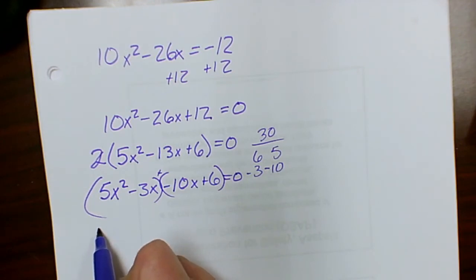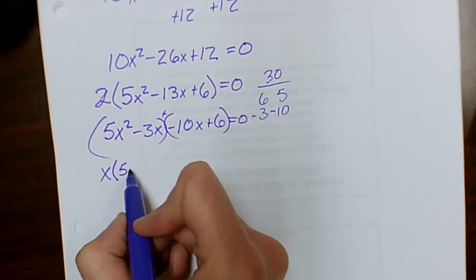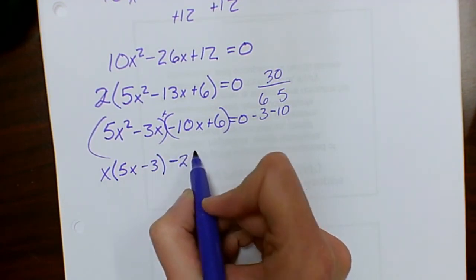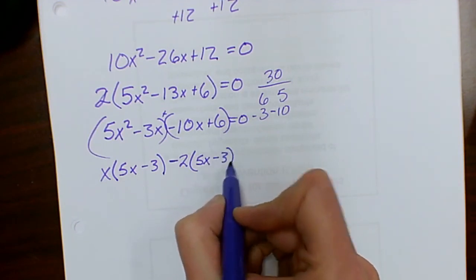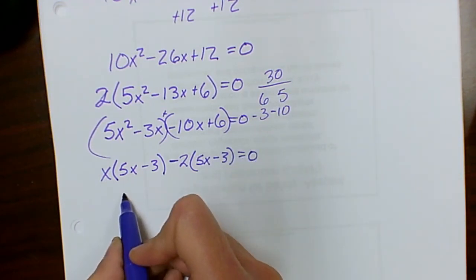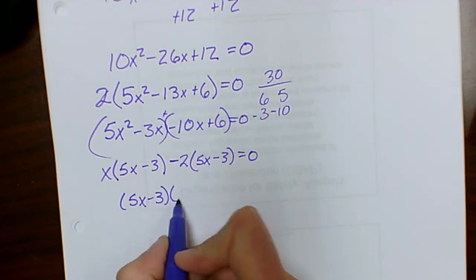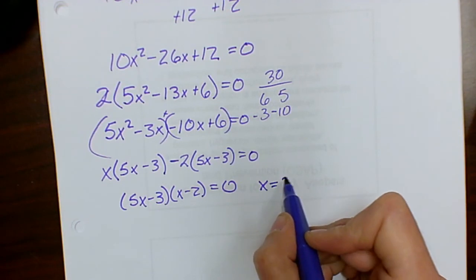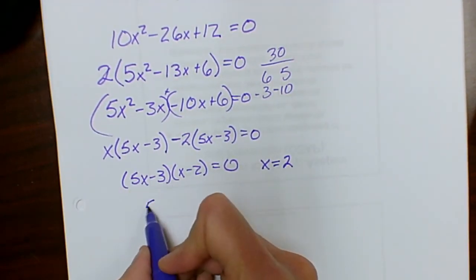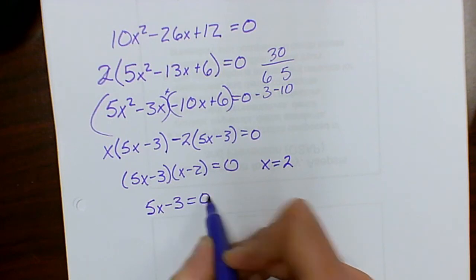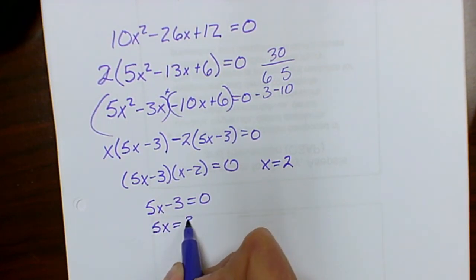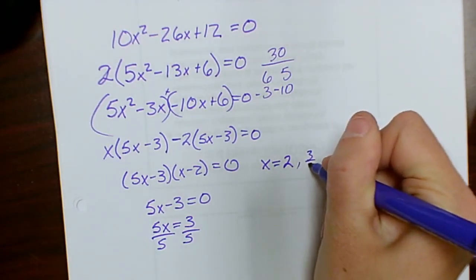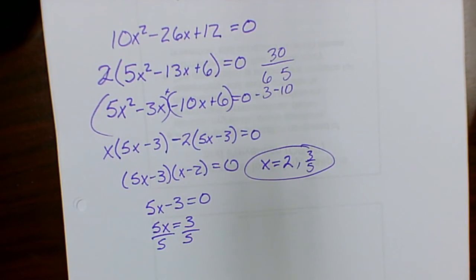So we'll have x factored out. We have 5x minus 3 times x minus 2 equals 0. Again, we can see right away x equals 2. This one may need a little work. So we have 5x equals 3, divide by 5 when we solve. So x equals 3 over 5. So this is our answer for that problem.